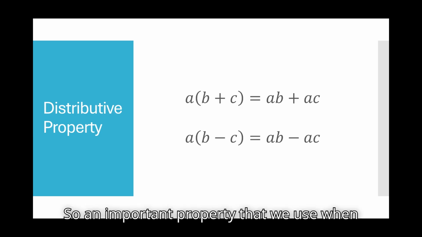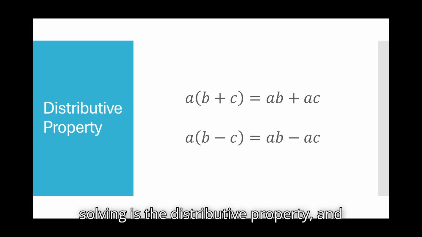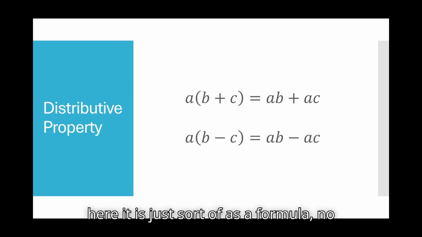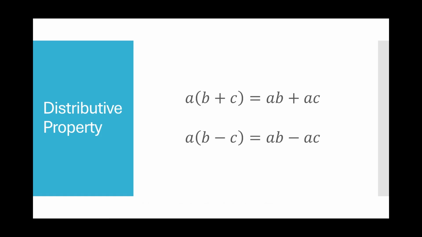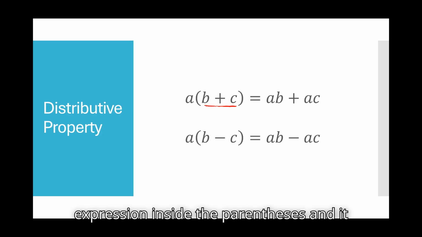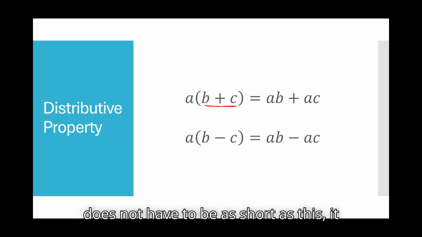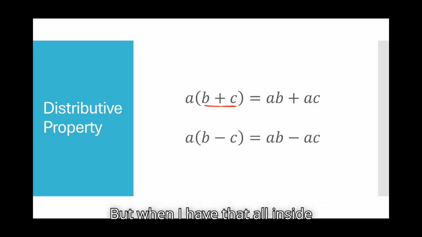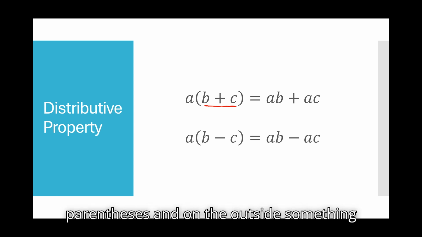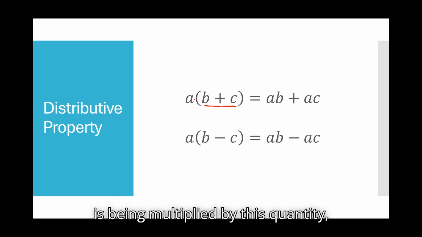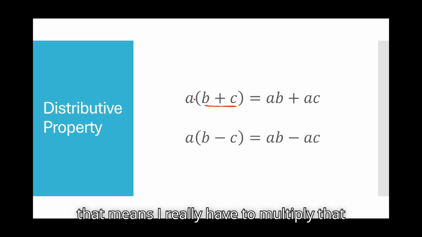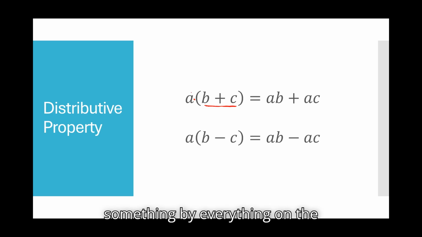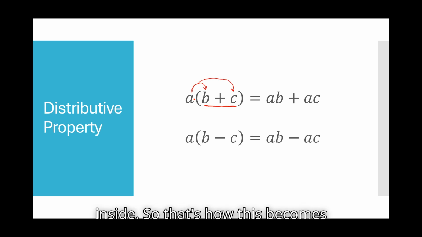So, an important property that we use when solving is the distributive property. And here it is, just sort of as a formula, no numbers. Basically, if I have an expression inside the parentheses, and it does not have to be as short as this, it could be a lot of things added and subtracted and multiplied and divided. But when I have that all inside parentheses and on the outside, something is being multiplied by this quantity, that means I really have to multiply that something by everything on the inside. So that's how this becomes A times B plus A times C.